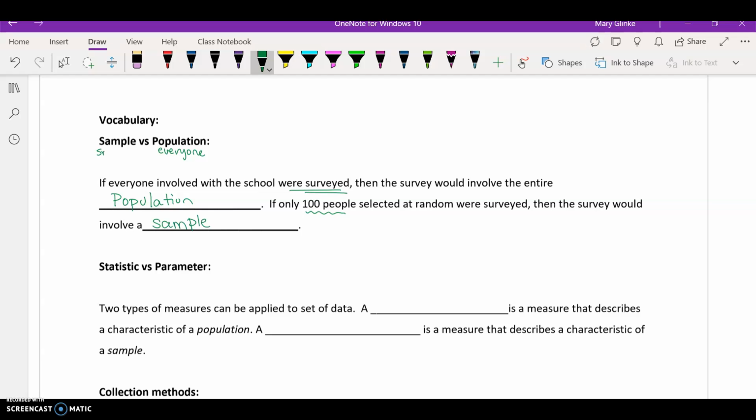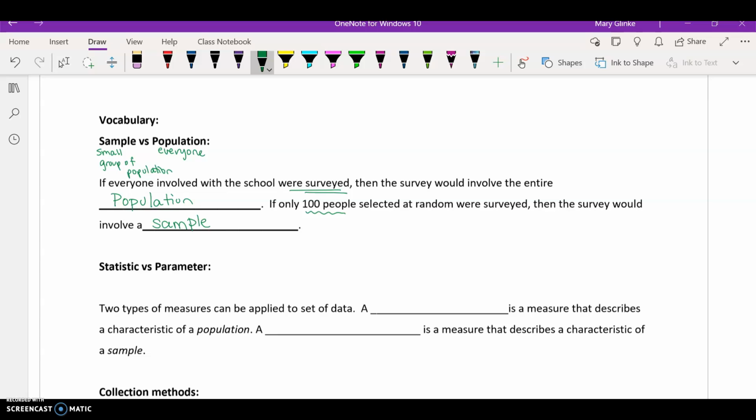Okay, so this is a smaller group of the population. Kind of like at Costco, if you go through and you want a sample of something, you get a smaller amount of the thing, you don't get the entire thing itself. So sample is a smaller amount. The population is the entire group.